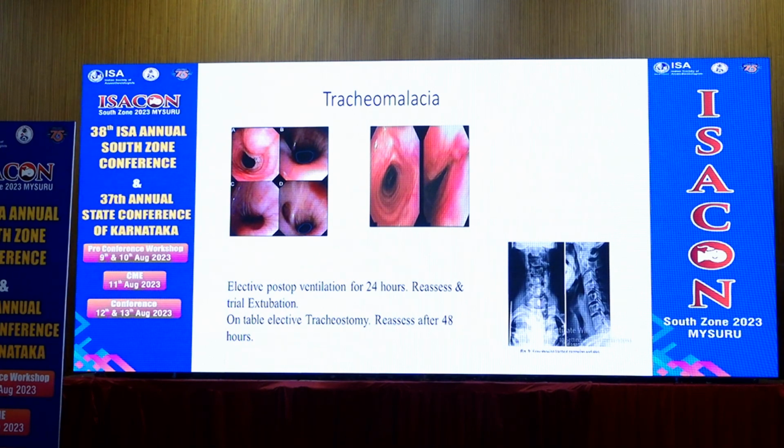That's what we do in our hospital. On-table elective tracheostomy very rarely may be needed, and then reassess the patient after 48 hours. The X-ray is showing how there is narrowing and approximation of the tracheal mucosa.